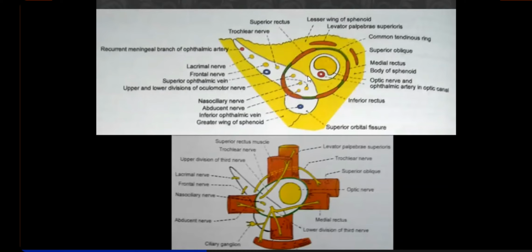And from the middle portion, it will be the two divisions of the oculomotor nerve. Remember, the upper division was innervating two muscles, and that is superior rectus and LPS. The inferior division was innervating three muscles, and it was the longer division. It was innervating medial rectus, inferior rectus, and inferior oblique.